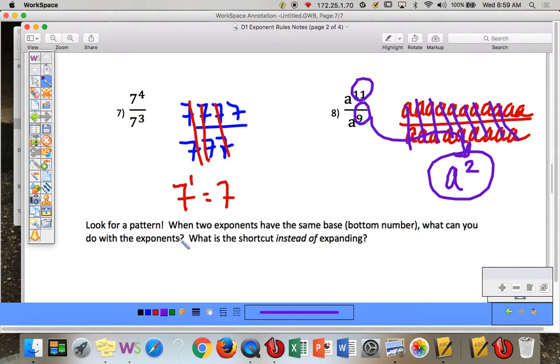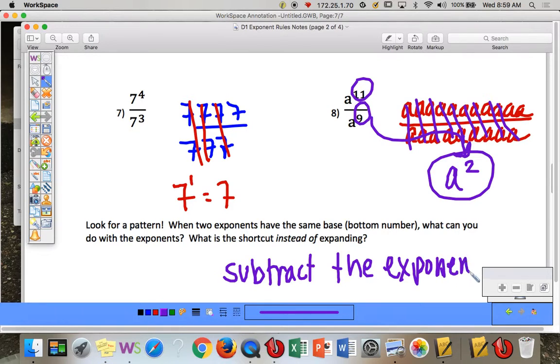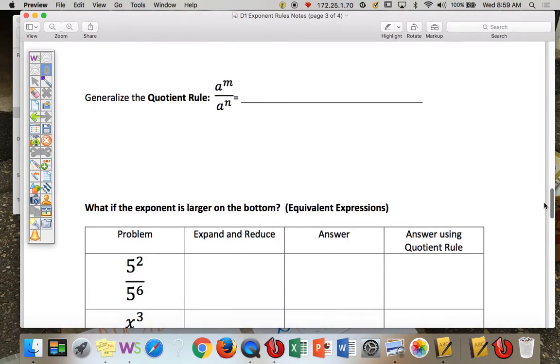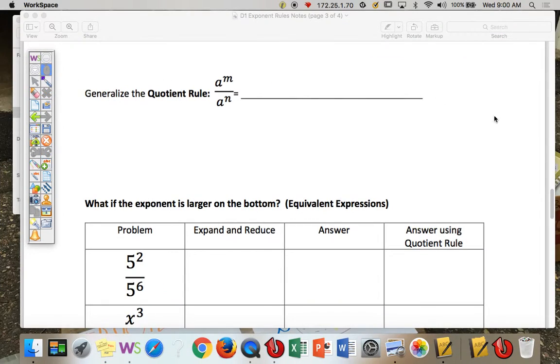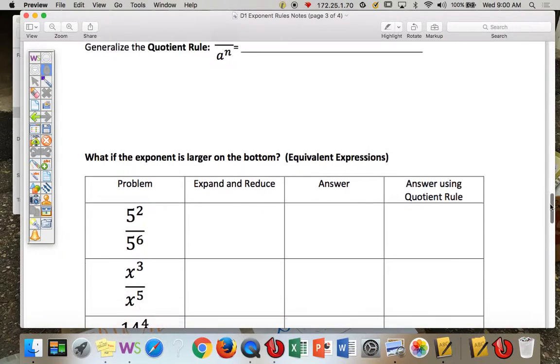Look for a pattern. When two exponents have the same base, what can you do with the exponents? What's the shortcut instead of expanding? Well, you can subtract the exponents. So to generalize the rule, when it has the same base, this is a to the m minus n. So you can subtract the top exponent minus the bottom and get the answer. What if the exponent is larger on the bottom?